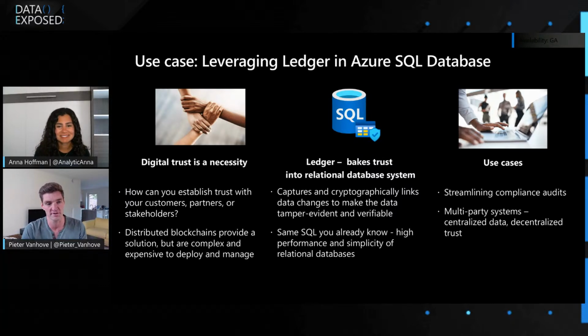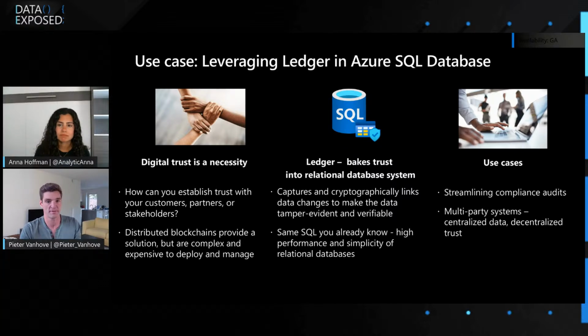So how can our customers establish the trust with their partners, with their stakeholders, with external parties like, for example, external auditors? It's difficult, right, to do that. What we noticed is that a lot of customers are looking into distributed blockchain technologies to provide that trust. But it is really complex to set up. It's quite expensive to deploy, and it's also really hard to manage. And it's not even really performant.